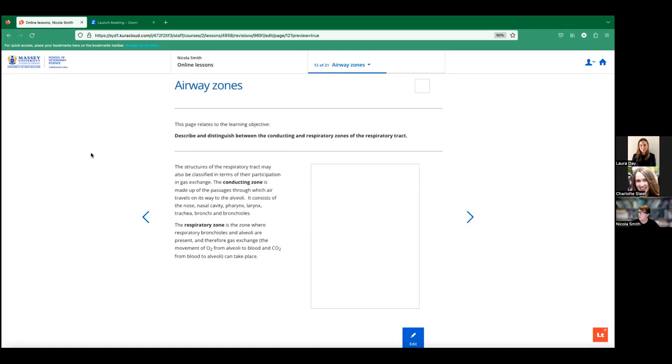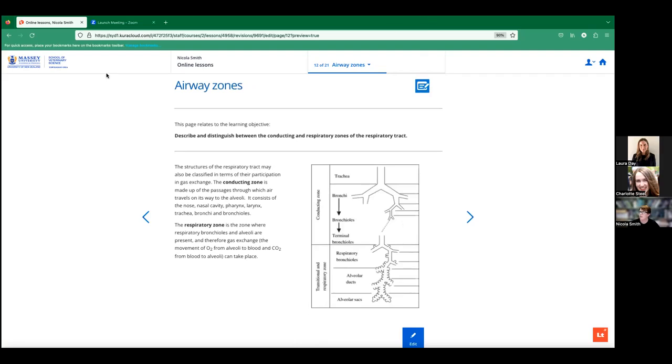Okay, so if you have a look at that page there, if I just get rid of this, that would probably help too. Have a look at this page here. It's just a page from an anatomy and physiology lesson. And I'll just give you a bit of time to read that.